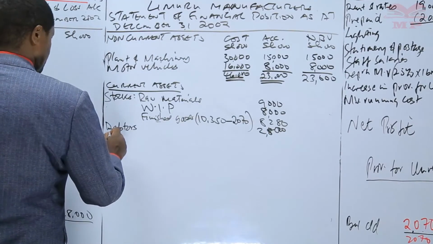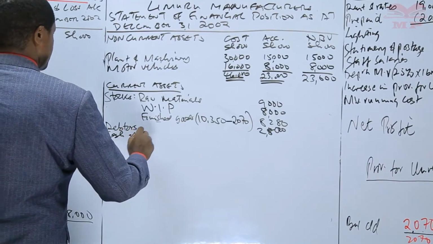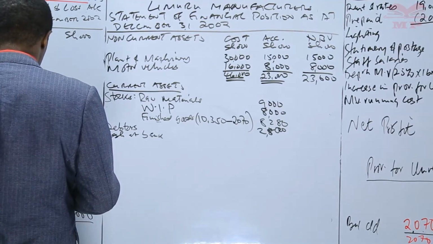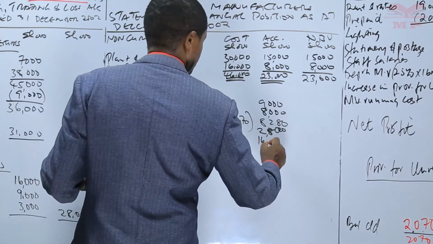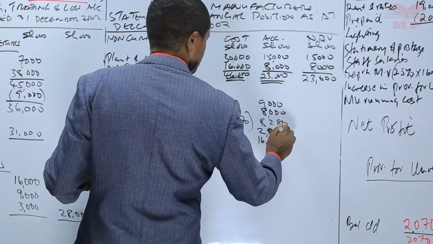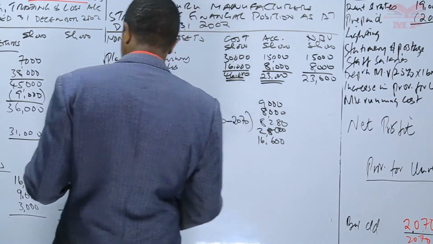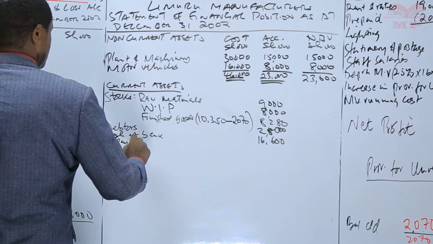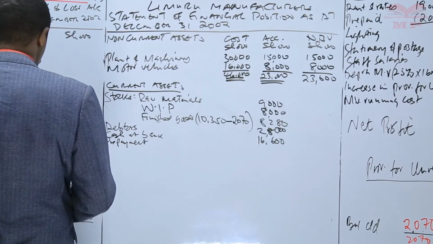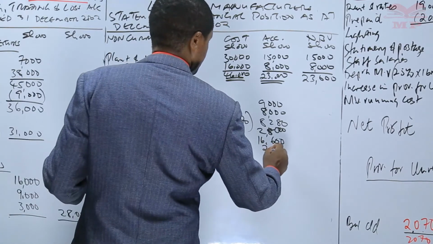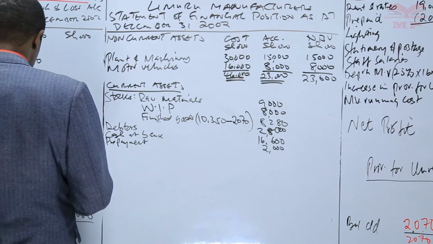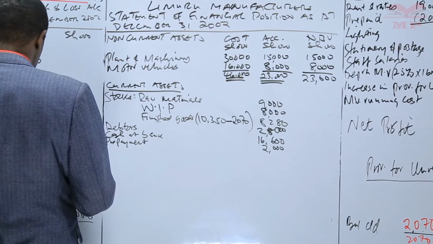Next we have cash at bank of 16,600,000. Then remember the prepayment, 2 million. Prepayment 2 million. Then do we have any other current assets?